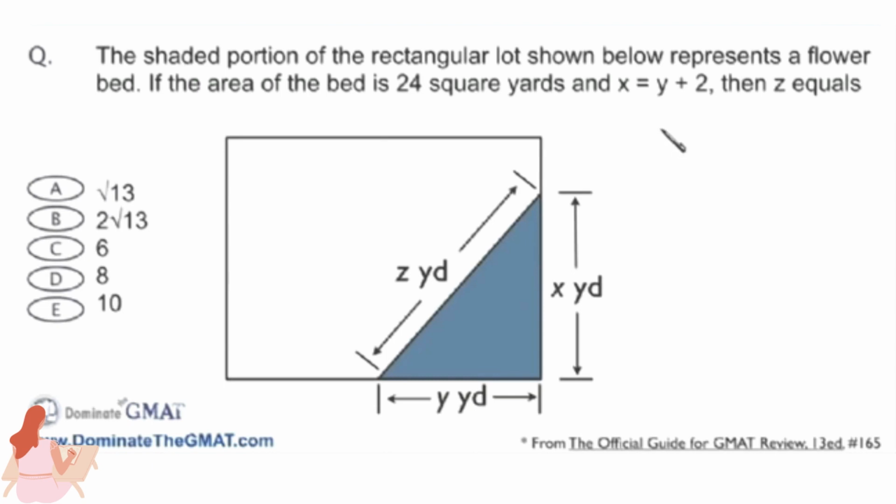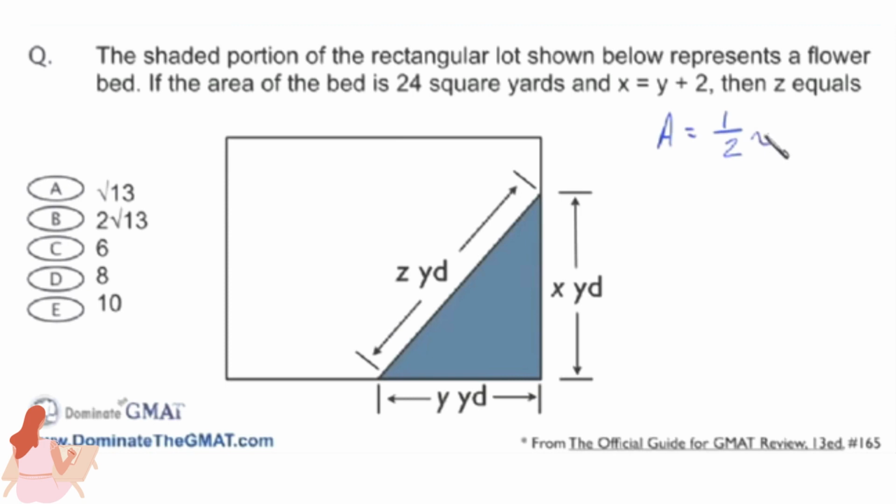Obviously, you start this question by writing out the area formula for a triangle, because that's what we're trying to find. No, it tells us the area. We're trying to find z, but we've got to start with the area. So it tells us that the area is 24. Well, we know the area is 1/2 base times height.